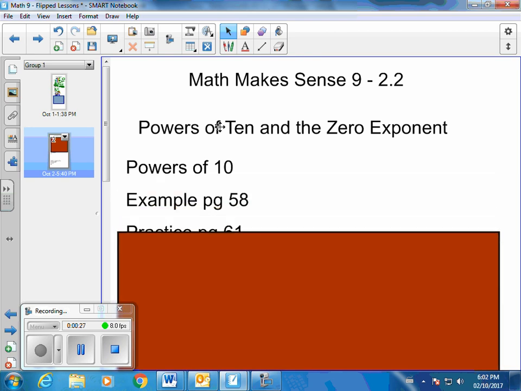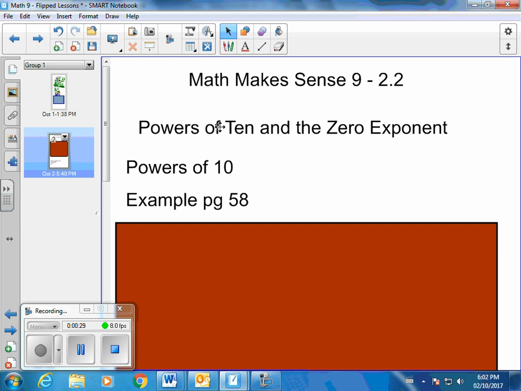So open up to page 58. And what you'll see is a table there. What they want you to do is, let's just pick for a second an exponent between 1 and 5. Let's pretend we picked 4. So what we're going to do is rewrite 10 to the power of 4 as both a repeated multiplication and as a standard form.